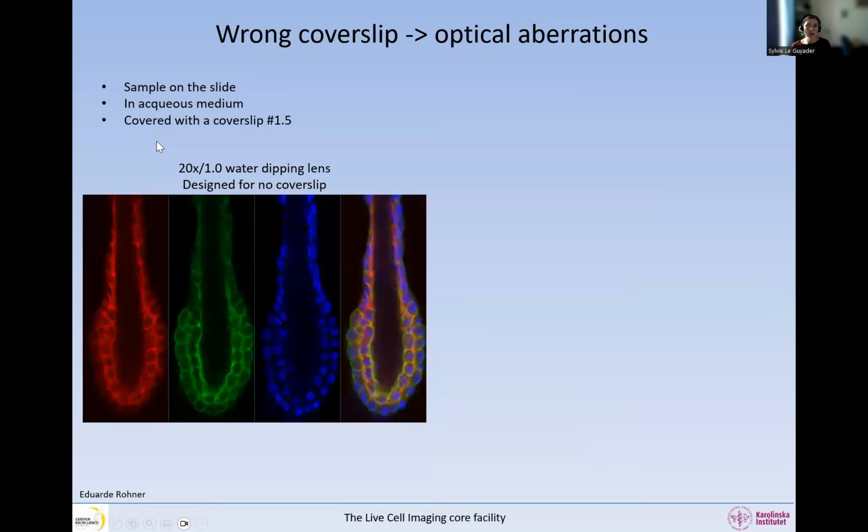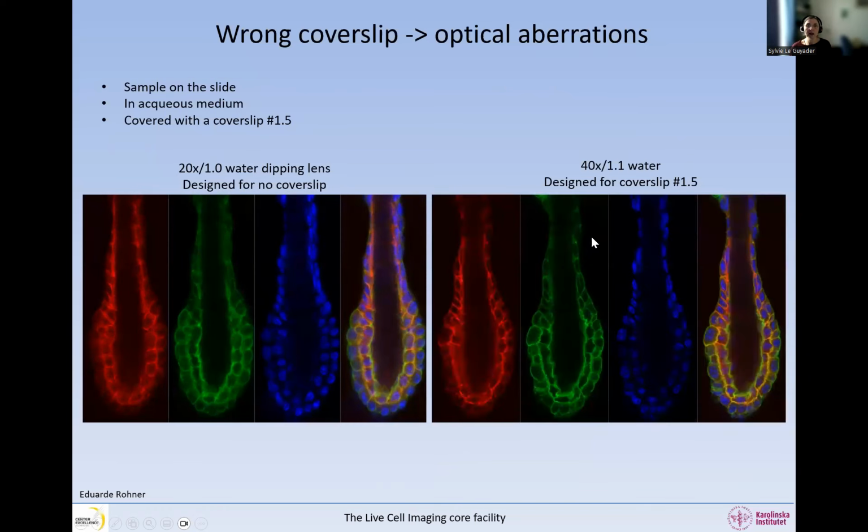So this is an example of a dipping lens objective. It is designed to have no cover slip. It should just dip into the medium. The sample is on the slide, and we have an aqueous medium. So we should use a water objective, and we have covered it with a 1.5x lens. But in here, we have no cover slip, and you can see the image looks very nice. But if we now use a 40x water objective, which is designed to have almost the same numerical aperture but is designed to have a cover slip, you can see that the image is much sharper.